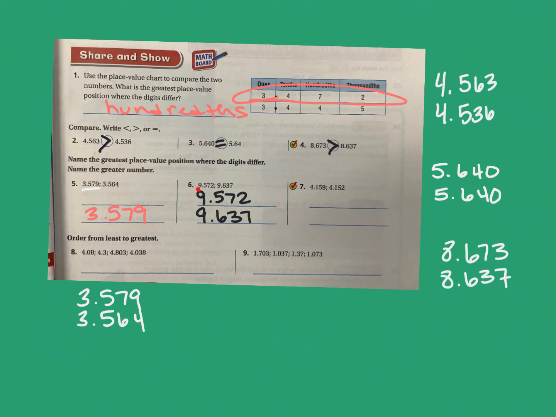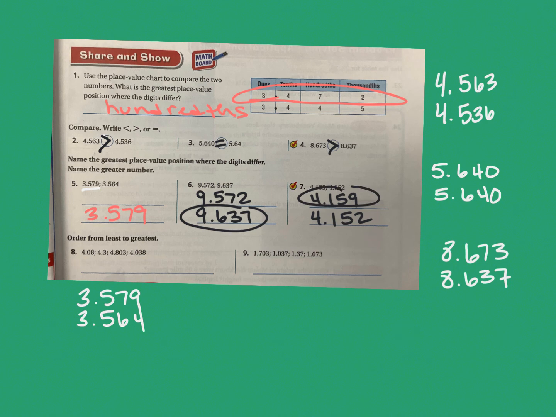Compare my ones, they're equal, 9 ones, 9 ones. Compare my tenths, 6 tenths is more than 5 tenths, so this is the larger value. And we have 4 and 159 thousandths compared to 4 and 152 thousandths. Compare your ones place, they're equal. Compare your tenths place, they are equal. Compare your hundredths place, they are equal. Compare your thousandths place, the 9 thousandths is more than 2 thousandths, so this is the larger number.